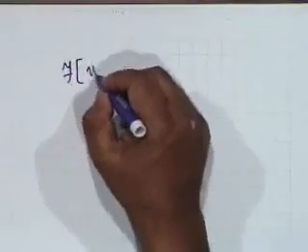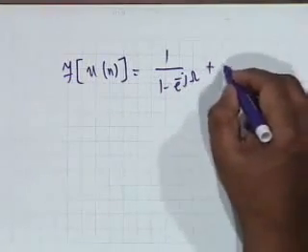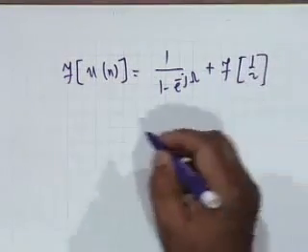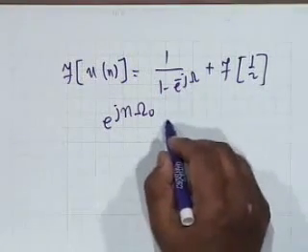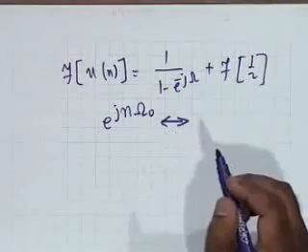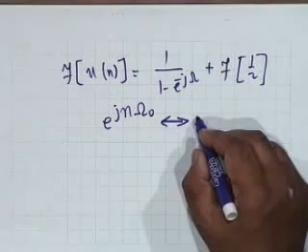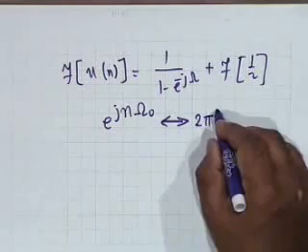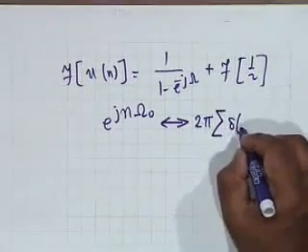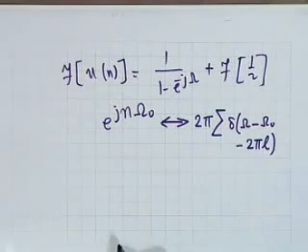Now if I consider this, all that I need now for the Fourier transform of u of n is 1 minus e to the minus j omega plus the Fourier transform of half. Now you recall the Fourier transform of e to the j n omega 0. This is a time domain signal, e to the j n omega 0. What is the Fourier transform of this? This is a sequence. It is 2 pi times a summation of delta of omega minus omega naught minus 2 pi L, as complicated as that.